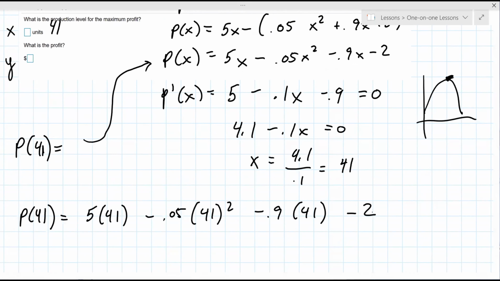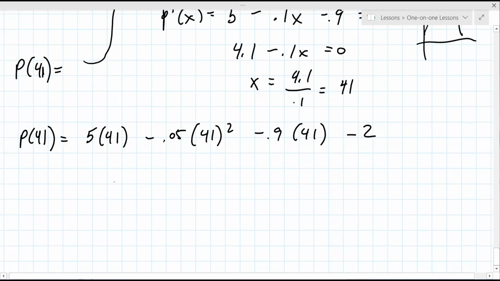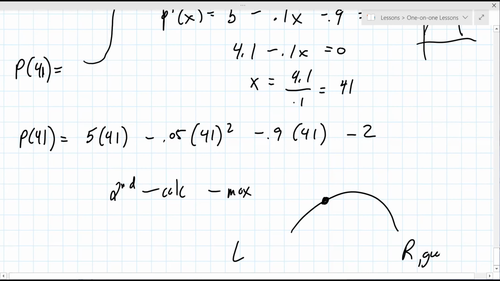When graphing, how do you find the vertex again? Okay, so it's second calc, max. Got it. It's going to ask you for the left bound, then the right bound. Then you guess at the same place, and it'll get right on it.